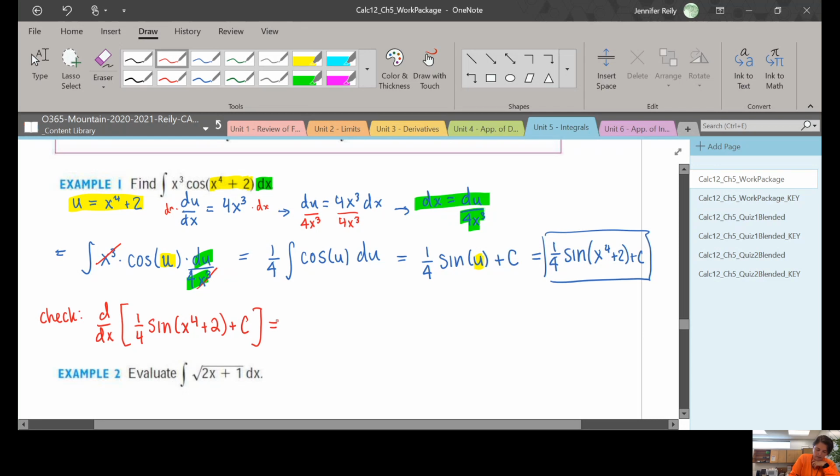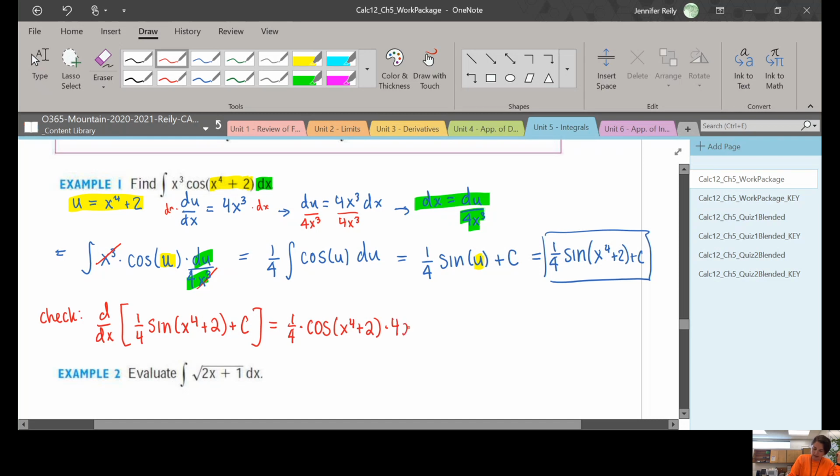Okay, so to do this integral, the 1/4 is a constant, so just leave it. You would need the chain rule, right? So for the chain rule, you take the derivative of the outside, so that would be cos of x, leave the inside as it is, multiplied by the derivative of the inside.